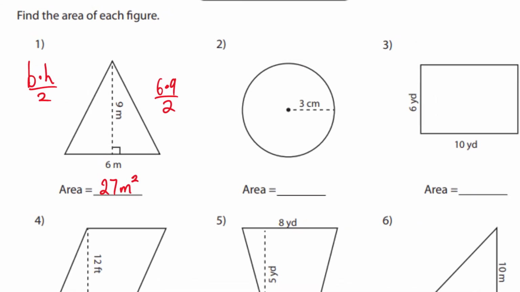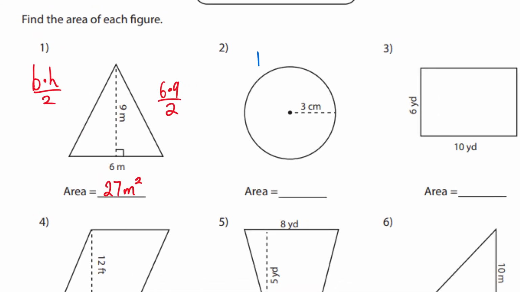All right, how do we find the area of a circle? Pi r squared. 2 pi r is for circumference. Yeah. So pi r squared, pi times 3 squared. 6.27 square centimeters.